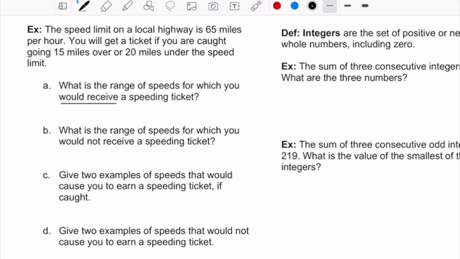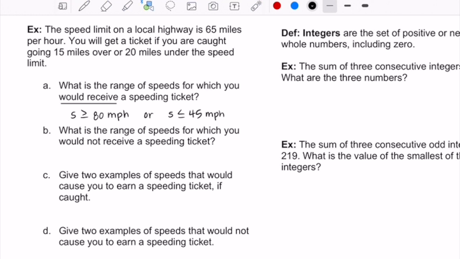So you would receive a speeding ticket if you were caught going 15 miles over the speed limit. So you would receive a speeding ticket if you were caught going 80 miles per hour or greater than 80 miles per hour. You would also receive a speeding ticket if you were caught going 45 miles per hour or any less than 45 miles per hour. And so this "or" split inequality tells you the two ranges of speeds for which you would receive tickets.